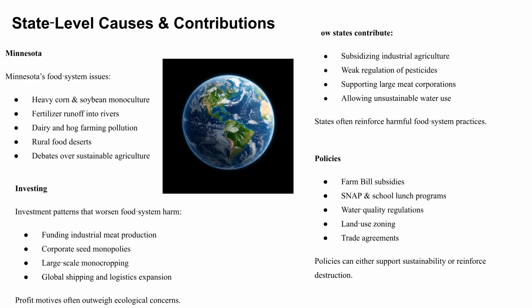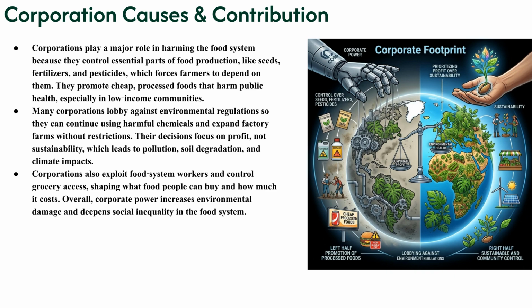In Minnesota, food system issues include heavy corn and soybean monoculture, fertilizer runoff, dairy and hog pollution, and rural food deserts. State policies and investments often support industrial agriculture, which increases environmental harm. At the same time, Minnesota debates sustainable farming and water protection. We talk about corporate causes and contributions.